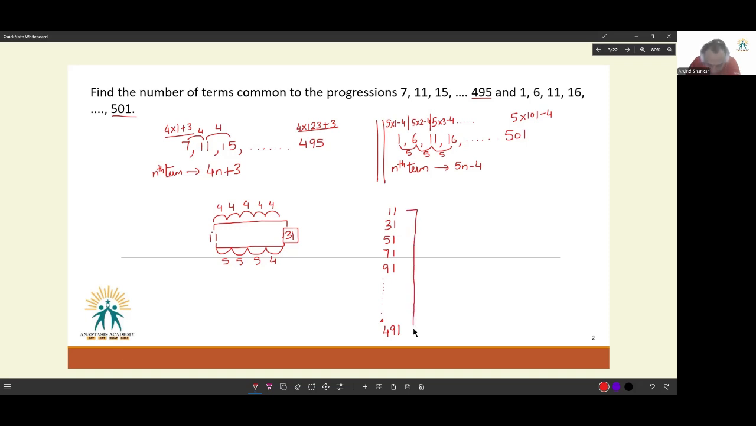We have to identify how many terms are there in this series. We can write this series as 20n minus 9. The first term is 20 into 1 minus 9. Next term is 20 into 2 minus 9. Next term is 20 into 3 minus 9. And the last term here is 20 into 25 minus 9. So from 1 to 25, how many terms are common to both these series? It will be 25 terms.